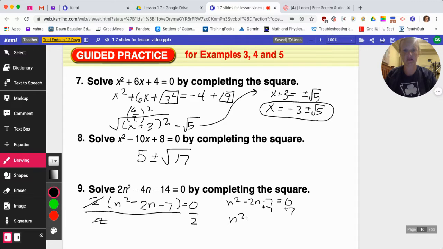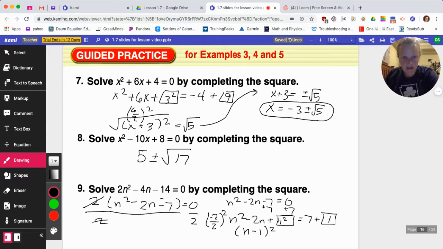And I have n squared minus 2n plus what we need to figure out equals 7 plus what we need to figure out. B is negative 2, and negative 2 over 2 squared is negative 1 squared. And that's where we are. So that gives me a perfect square trinomial, and I get n minus 1 quantity squared.